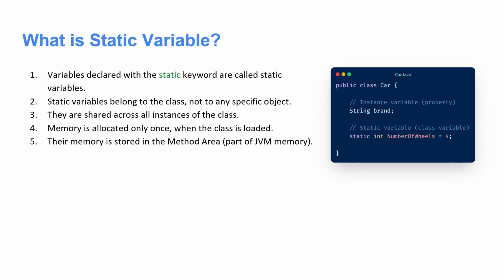What are static variables? Static variables in Java are shared across all objects of a class. They are declared using the static keyword and belong to the class itself, not individual objects. That means every object accesses the same copy of the variable. Memory for static variables is allocated once, when the class is loaded.